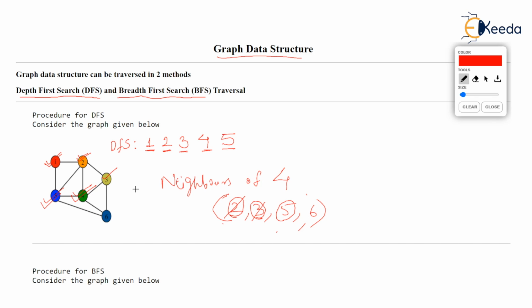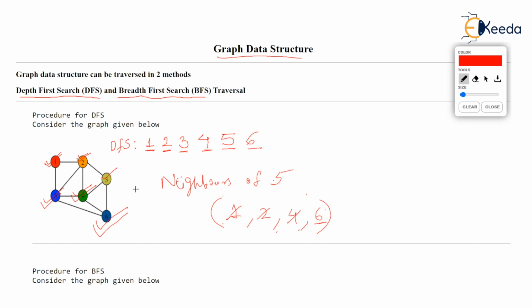Now after visiting 5, you repeat the process on 5. Repeating the process on 5 means see who are the neighbors of 5 in your graph. Neighbors of 5 in your graph are 1, 2, 4, and 6. Now, among these neighbors, 1 is the least neighbor but visited, so cancel out. 2 is the next least neighbor, but visited, cancel out. 4 is the next least neighbor, but visited, cancel out. 6 is the next least neighbor, which is not visited. So you print 6 and mark it as visited.